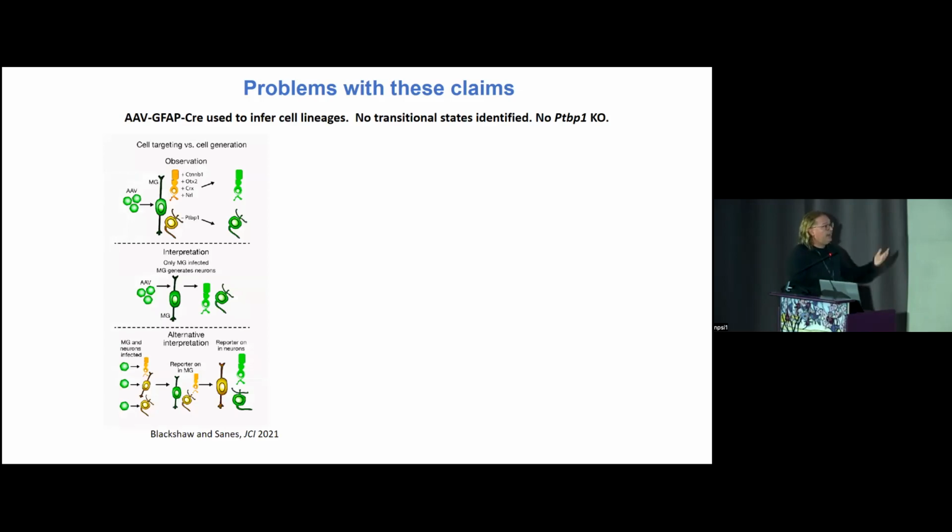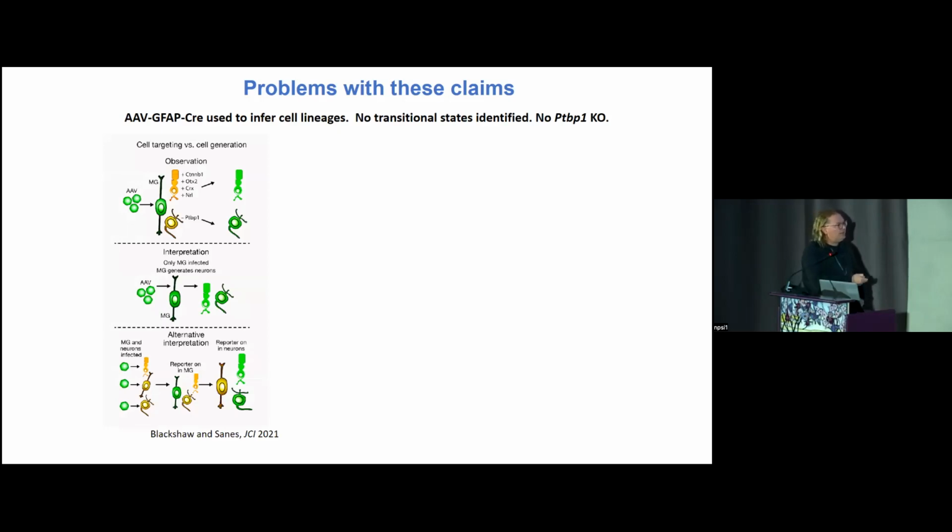No transitional states were identified. You basically had perfect-looking glia converting into perfect-looking neurons. Nothing looked immature along the way. And then finally, there was no actual genetic loss of function here. This was all done using siRNA or antisense oligos.